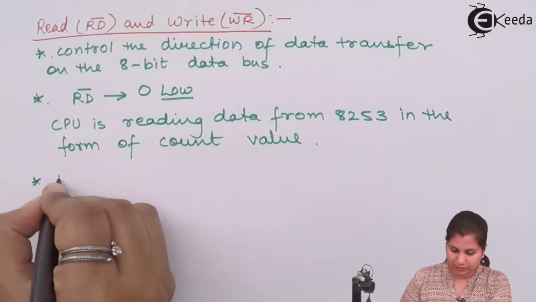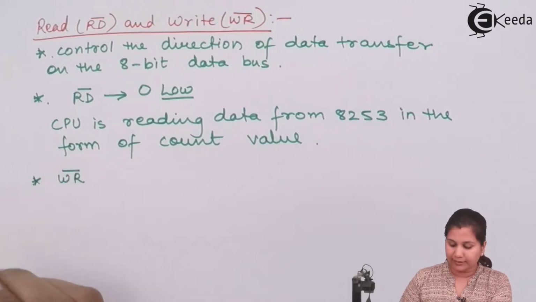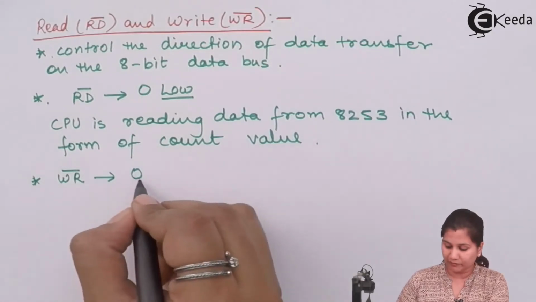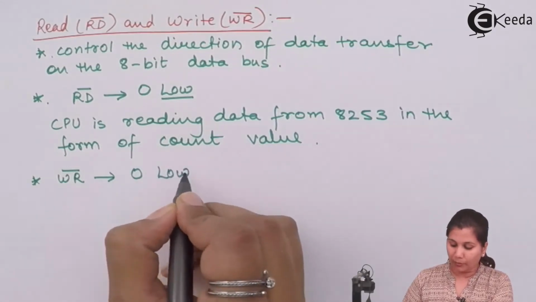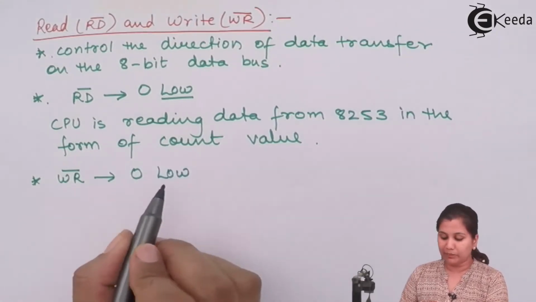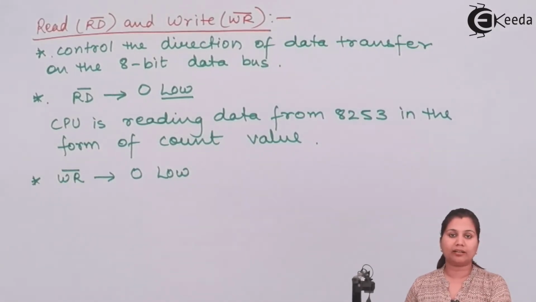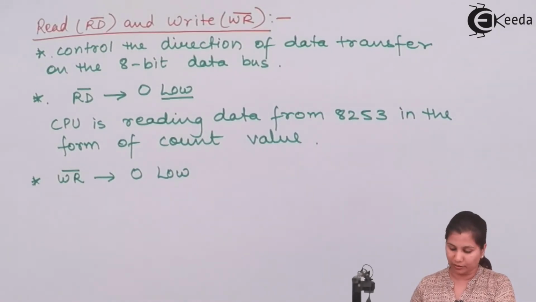Now comes the write signal. This signal is also an active low signal, so it is active when its value is 0. Now when this signal is low, it means that the data which is available on the data bus will be written in the 3 counters or in the control register.